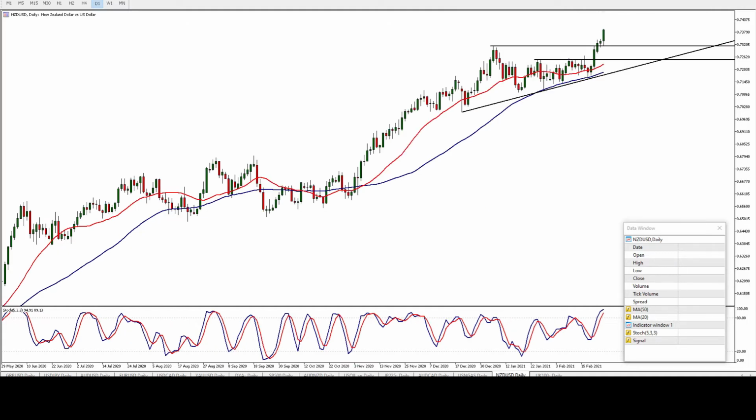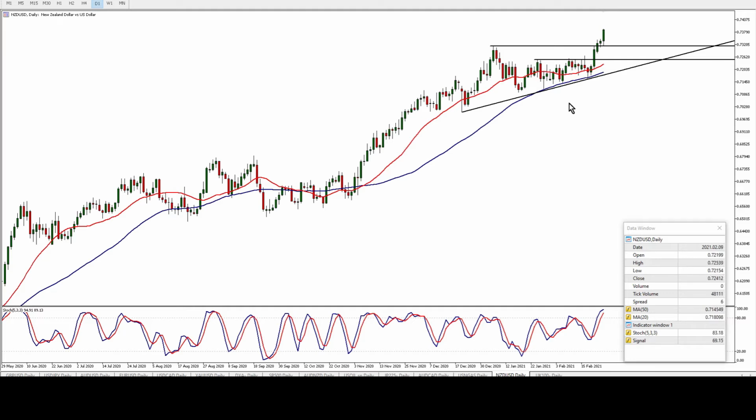Another market on our bullish list is Kiwi dollar, New Zealand USD currency pair. Now, this morning there was news that the cash rate in New Zealand might start going up from December this year. So the market is moving higher on the back of this news. And at the same time, we have a market here that is breaking out of this bullish triangle.